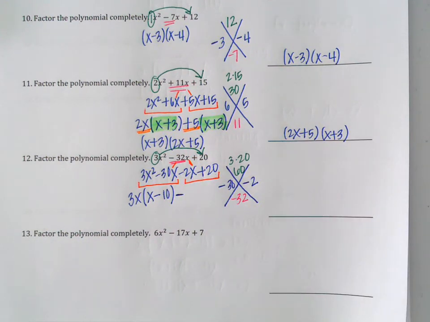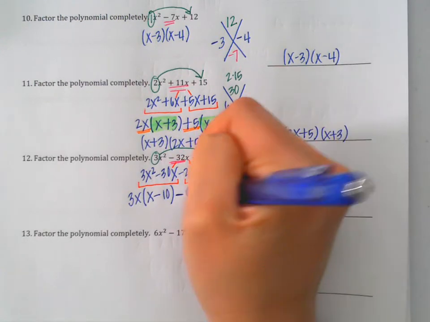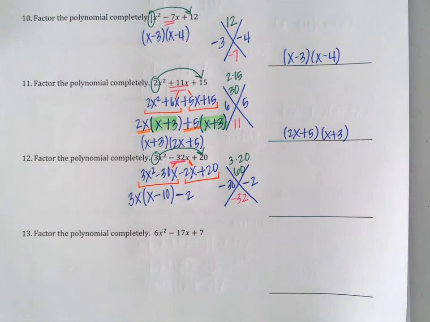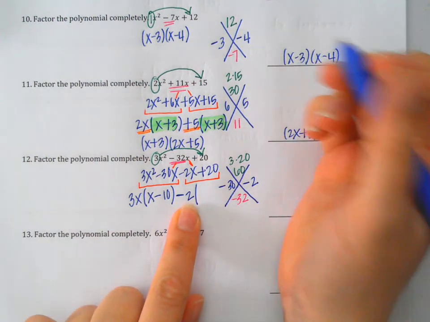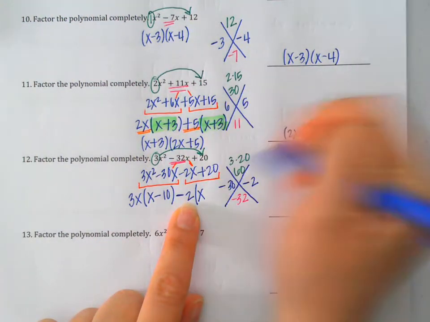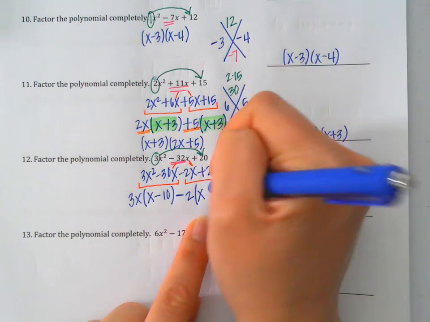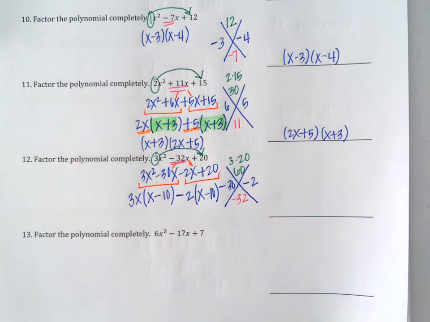So what number goes evenly into 2 and 20? That's 2. And then I look at negative 2x and 20. They both don't have an x, so that's it. So negative 2x divided by negative 2 is positive x, and 20 divided by negative 2 is negative 10.